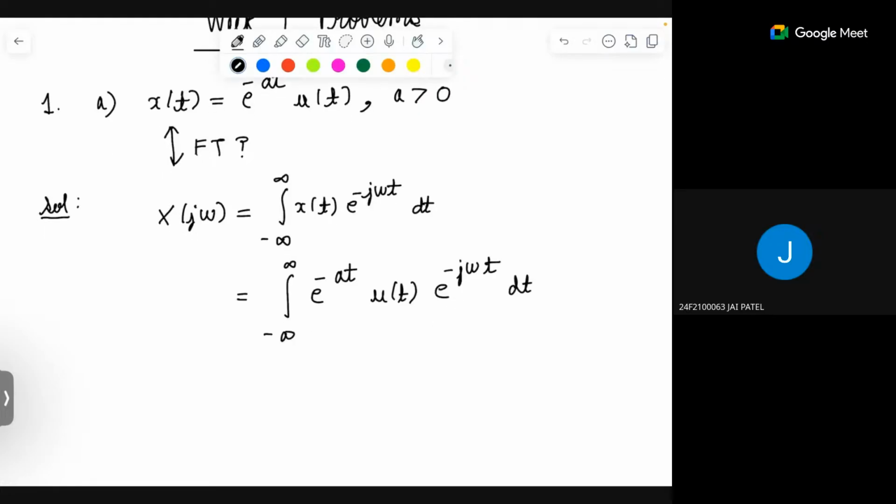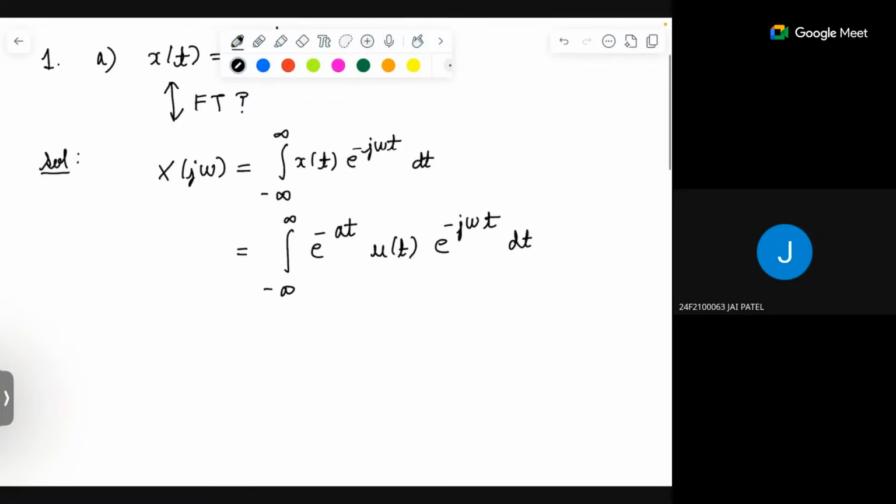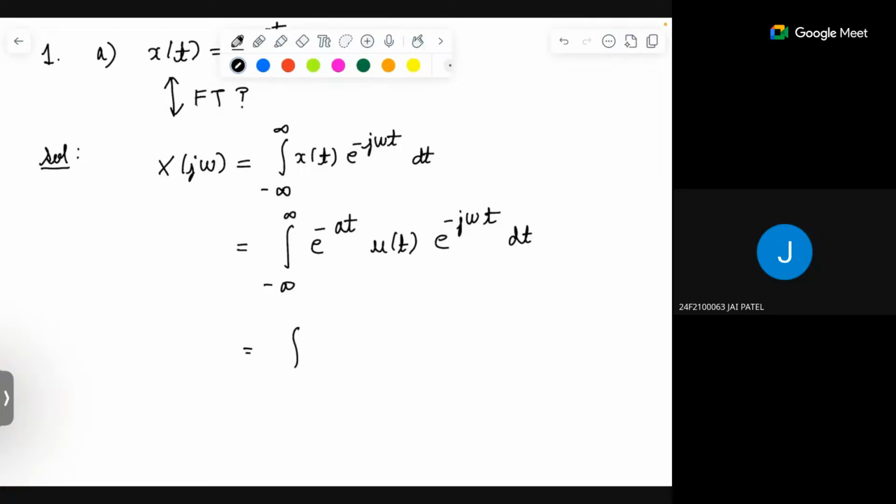Because of u(t), can someone tell me what the limits of integration will be if I remove u(t) from here? What will be the effect on the limits of integration? Zero to infinity. Yes, that's correct. Because u(t) is 1 in 0 to infinity and otherwise it is 0. So I will write 0 to infinity e raised to the power of minus a t minus j omega t dt.